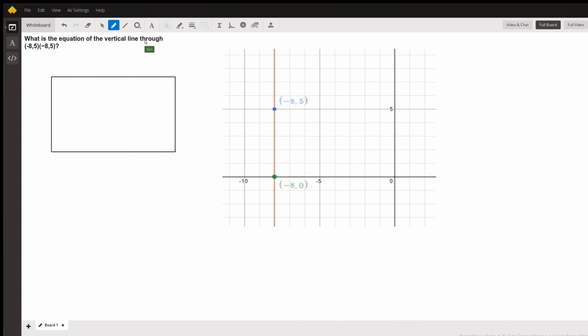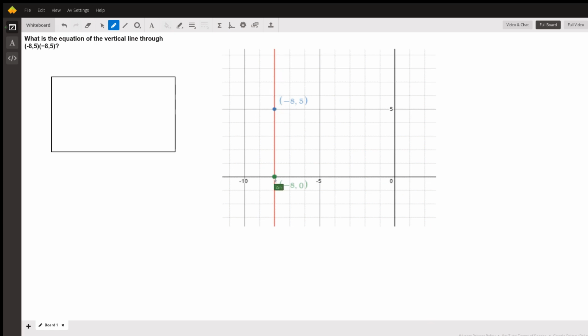Okay, what is the equation of the vertical line through -8, 5? So the x value is -8 and the y value is 5. That's this point right here on this graph. If you notice here, we go over 8, -8 to the left here, the x value, and then the y value is going to be a +5.